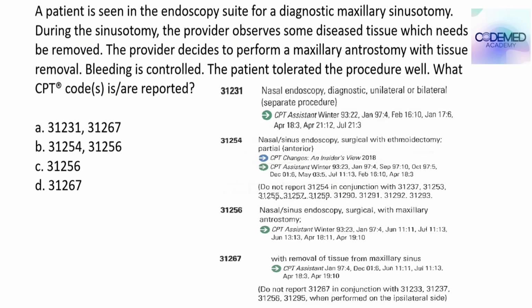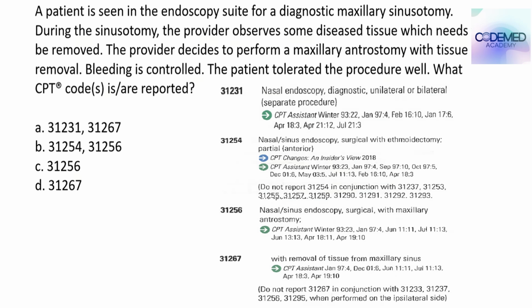31231, nasal endoscopy, diagnostic. Now they started with the diagnostic, but they ended up performing the surgical, because they found some diseased tissue which needs to be removed. So it ended up converting into the surgical. So this is a very important clue for you. Now, what is our guideline? Whenever the diagnostic and surgical happen in one sitting, we code only for the surgical. So here the option A is not the correct option.